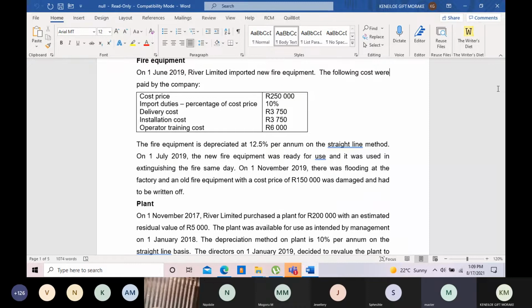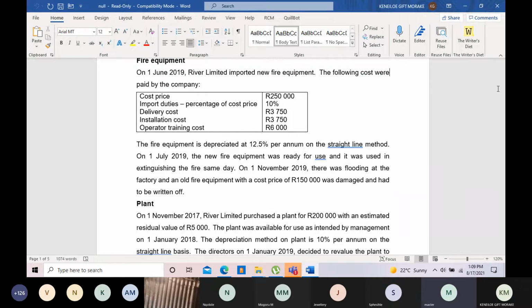I'm saying to you, you were given the amount of 250,000, and it is now affected by import duties, delivery cost, installation cost, operator training cost. It does not affect the cost price, right? You must go back to your notes and check these accounts that would affect your cost price.